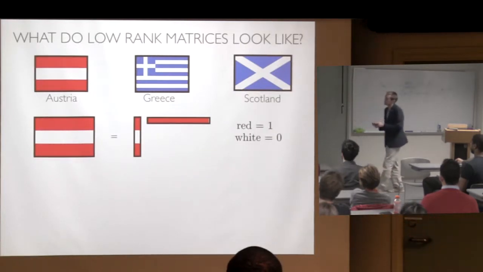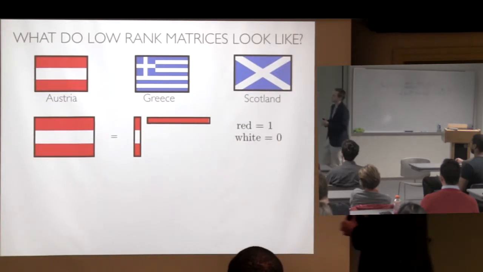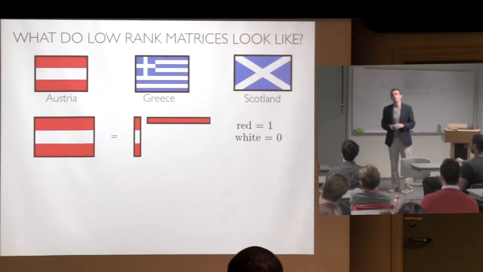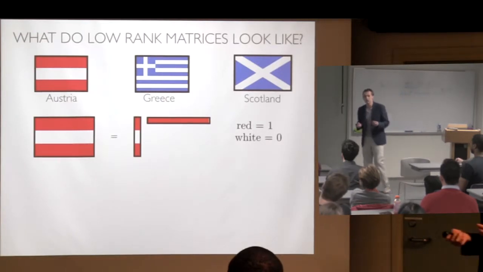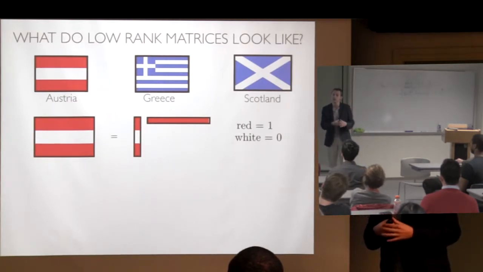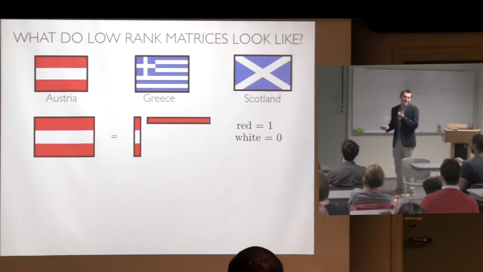If I was sending the Austrian flag to my friend, instead of sending them the whole flag, I can send them the 2 vectors. And that would be the same. Right? They can reconstruct the flag from that. And so there we've just seen how low rank can compress a matrix down. Right? Or the Greek flag, which is more interesting.